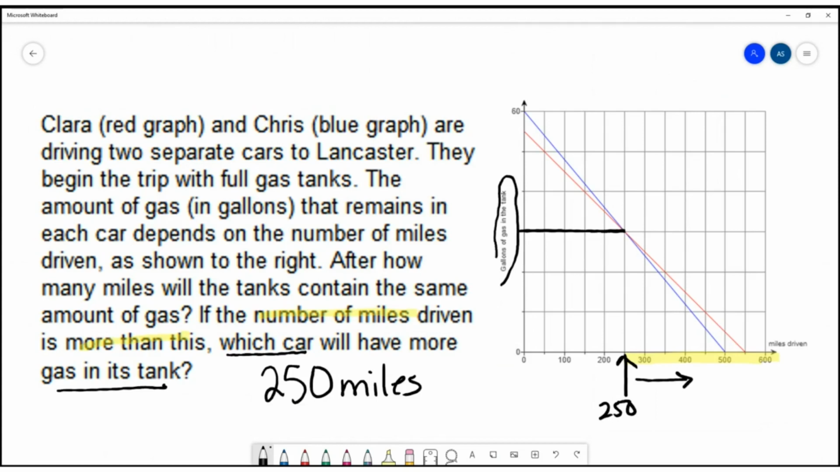Remember, our gas in the tank is this vertical axis, and we can see that the red graph is always above the blue graph on this side. So for this second half of the trip, the red graph has more gas than the blue graph, and so the red graph is Clara's car. Clara has more gas than Chris, so Clara's.